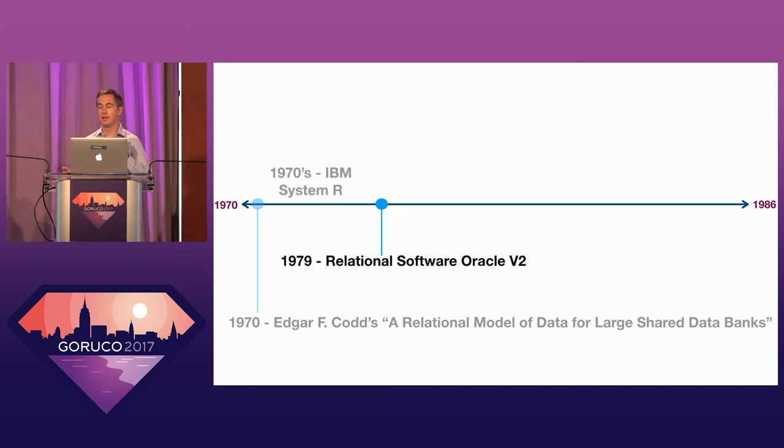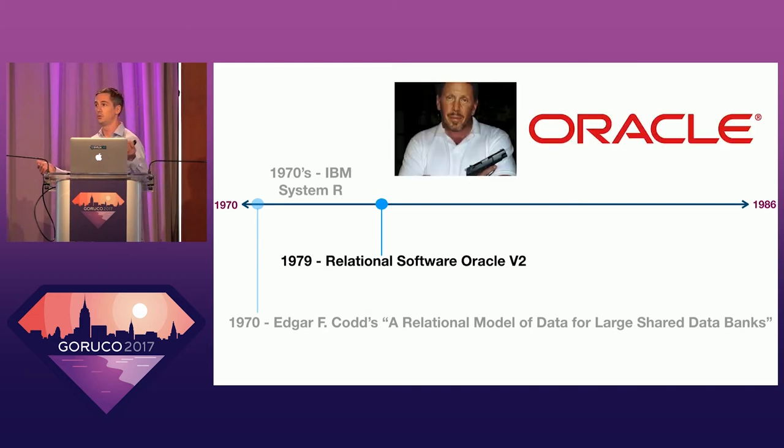So at this point, relational databases are still just an academic concept. But then, in 1979, a company named Relational Software released the first functional relational database with a language called SQL. There was a language previously called SQL, but they couldn't use that name because of trademark infringement or some sort of stuff. So the database was called Oracle V2, which some of you may recognize because the company Relational Software later renamed themselves to Oracle.